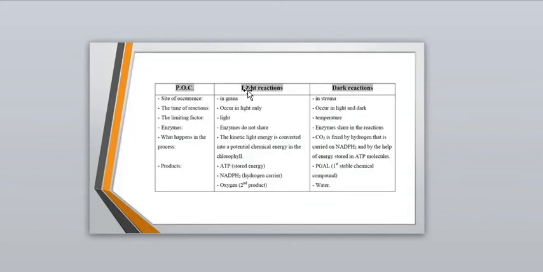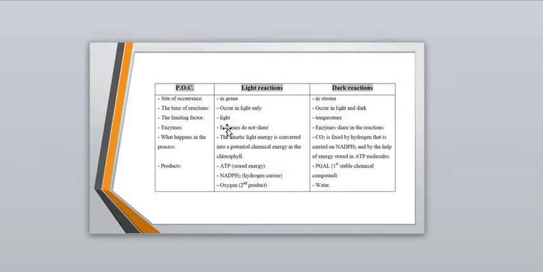Light reactions: the site of occurrence of the light reaction is the grana. You know the grana, remember the grana? Yes, the grana found in the thylakoid discs. The light reaction occurs inside the grana during the light, while the dark reaction, without any light, occurs in the cytoplasm or stroma. The time of reaction here is during the light, but here it is during the light and may also occur in the dark.